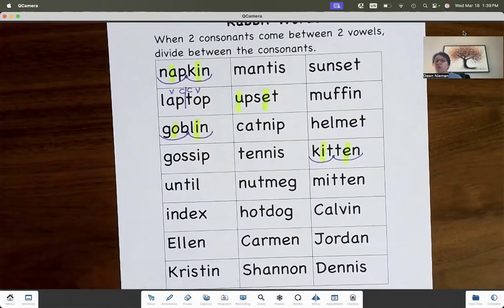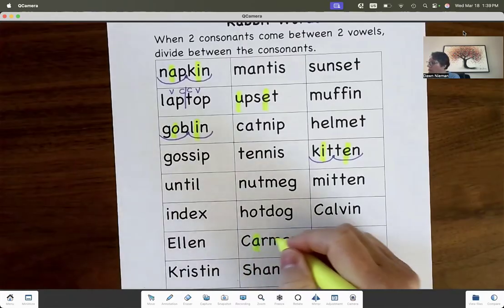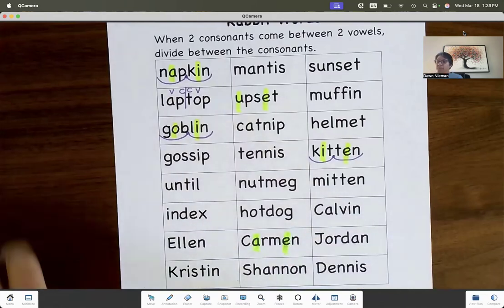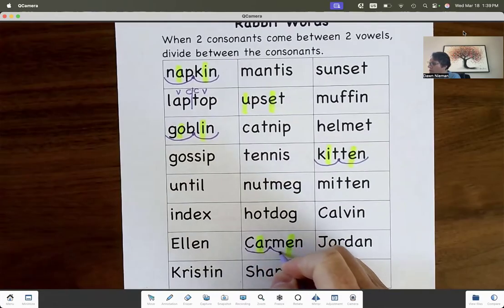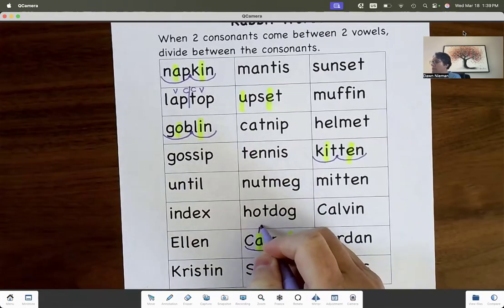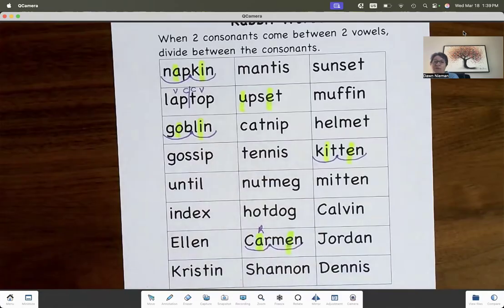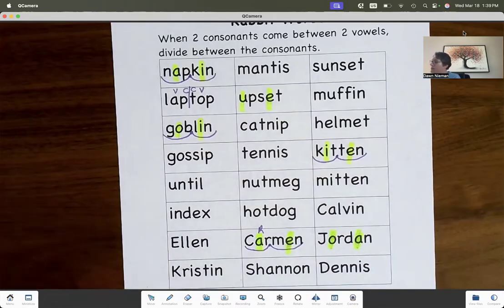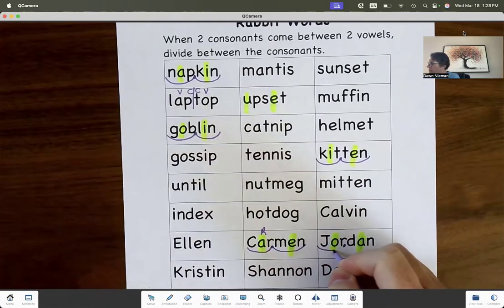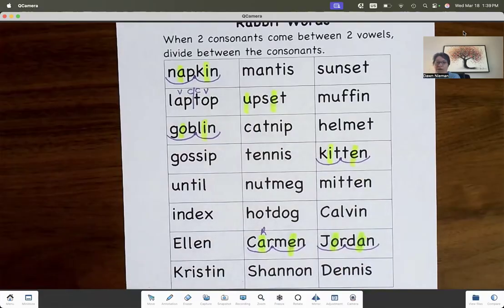Now, these words can get more complicated depending upon what you have taught your students. So look at this word. If I spot and dot, yes, it's two consonants between two vowels. It just so happens that this first syllable has to be an R controlled. It doesn't matter. It's still Carmen, Carmen, right? Just like if this was a student's name in my class, I would do the exact same thing. Jordan, Jordan, right? Two consonants between two vowels.